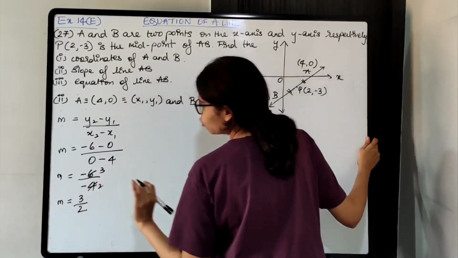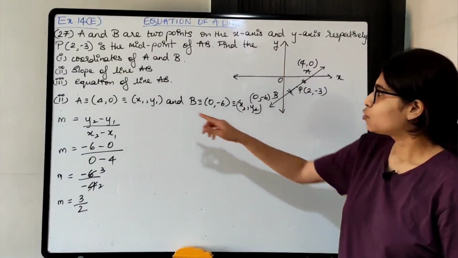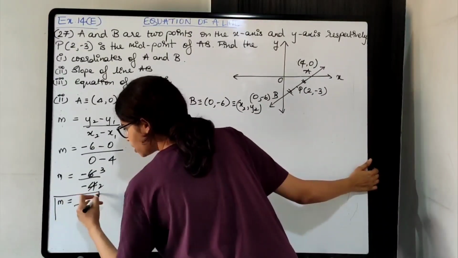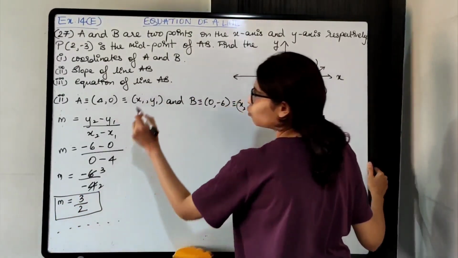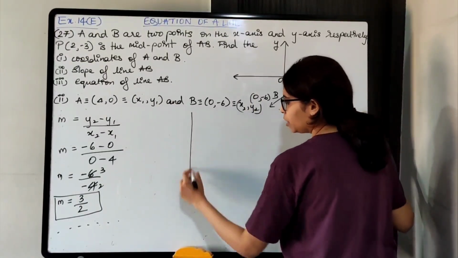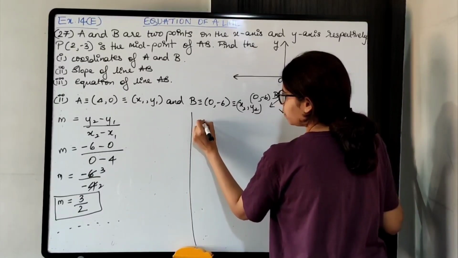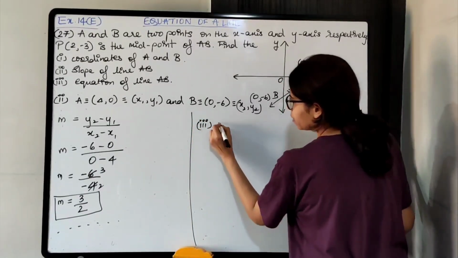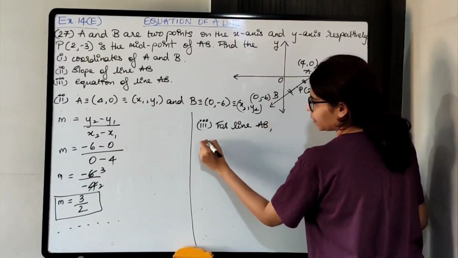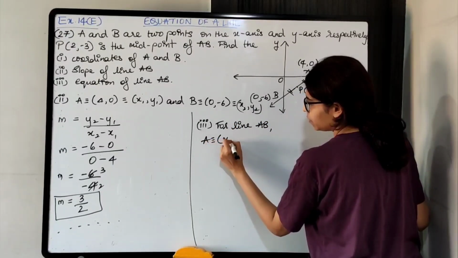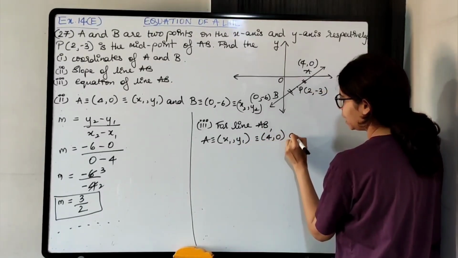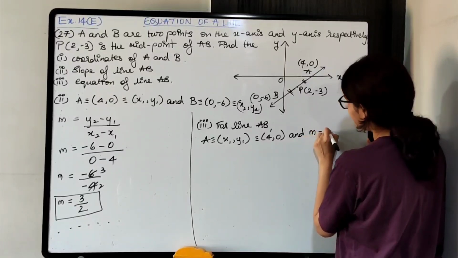Okay. Slope we got. Let us find the equation of the line AB. Okay. So once you get the slope, just box it and write down the final statement. The slope of line AB is 3 by 2. Okay. Coming to the third part of the question, equation find out करते हैं. So write down for line AB. We have taken A as x1, y1, which is 4, 0. And slope we just got 3 upon 2.